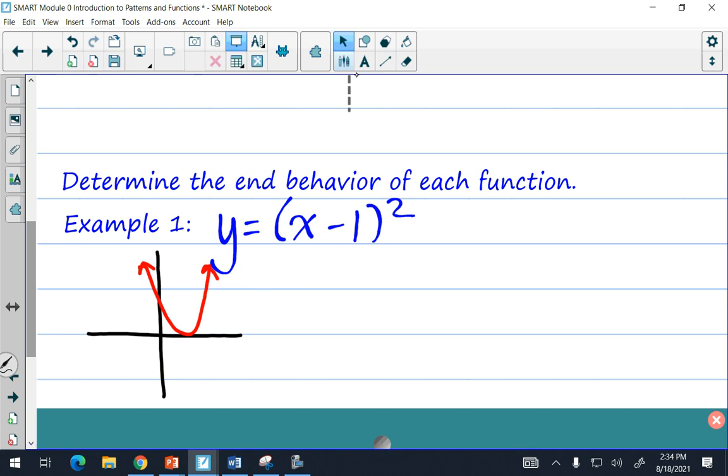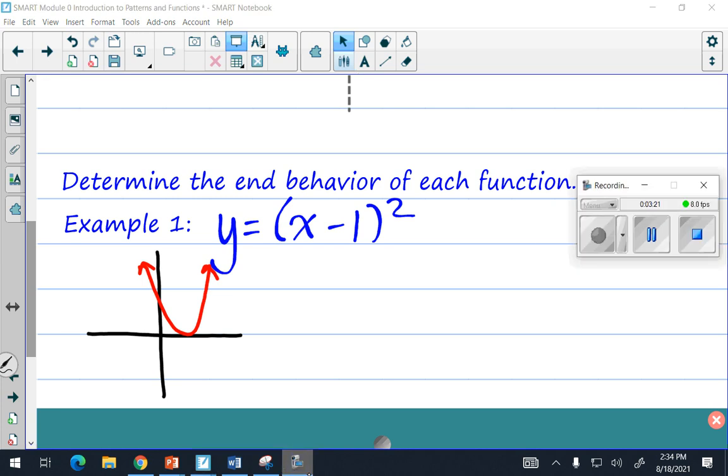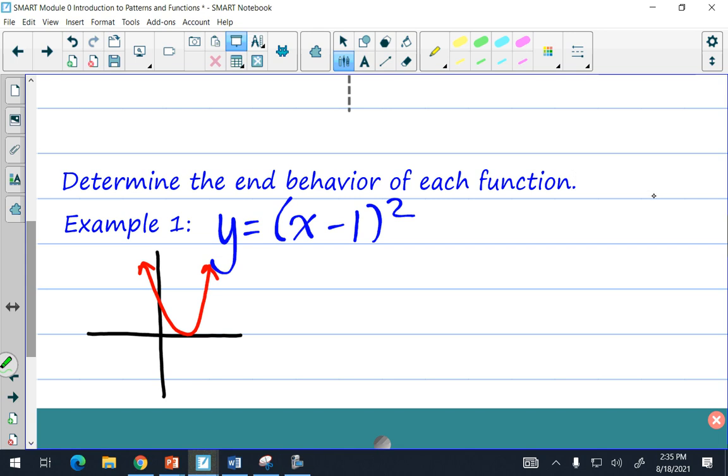My board is being slow. That side is where x approaches negative infinity. My board's going to catch up to me here in a second. Okay, my board caught up to me. So this side here is my left side. Notice that arrow is going up. This side here is my right side, and that arrow is also going up.